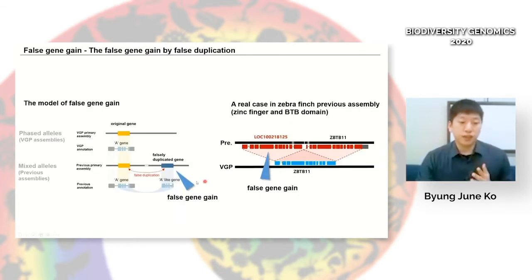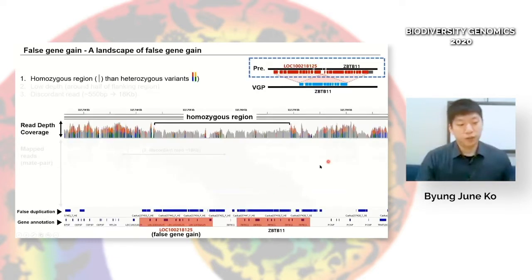The crucial thing is that if a gene region is falsely duplicated, it will be annotated as a new gene region. This is the false gene gain we talk about. Here is a false gene gain case in zebra finch. The left LOC gene is a like gene of GBTB11, and we found this is a false gene gain. Here is a detailed landscape of the region of GBTB11. We can see the false duplicated region we found overlaps with coding sequences of LOC and GBTB11.